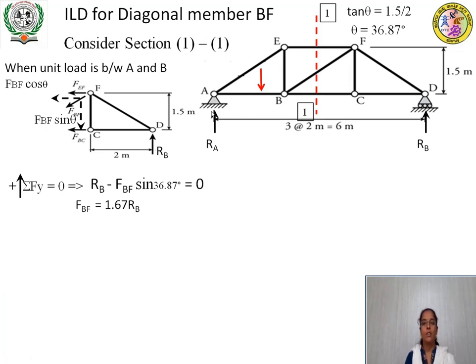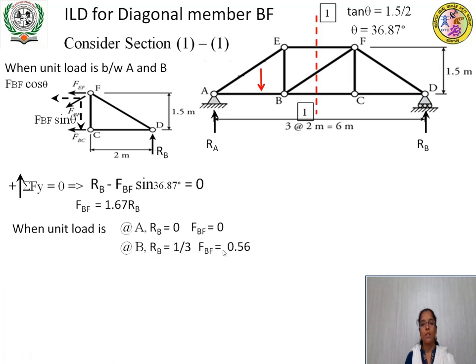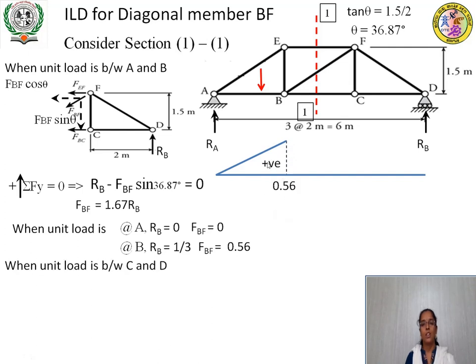Apply the boundary conditions. When the unit load is at A, RB will be equal to 0. Therefore, force in member BF is 0. Next, when the unit load is at B, RB will be equal to 1 by 3, so the force is 1.67 into 1 by 3, that will be equal to 0.56. Force in member BF is equal to 0.56. So let us draw the variation now. Draw the baseline. It ranges from 0 to 0.56. Positive means you have to draw it upward. So this ordinate is 0.56 and it is positive.